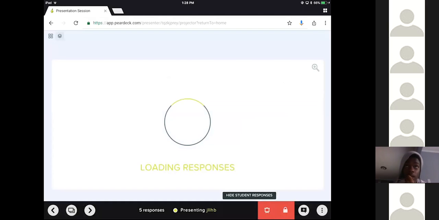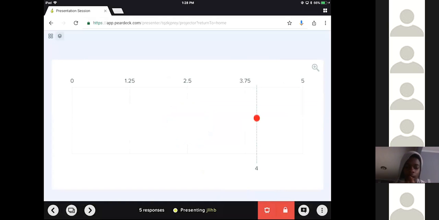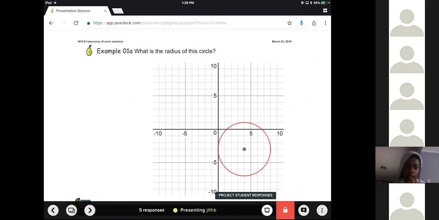All right, let's see if we have any. Excellent, so everybody who answered at least agreed on the radius. If we go back just quickly, you can pick from anywhere that you want. Usually you pick the center and go either east or north, something direct, but anywhere along the grid that you can read is perfectly fine.